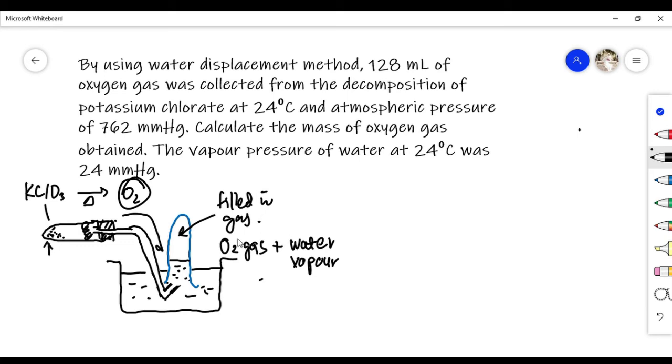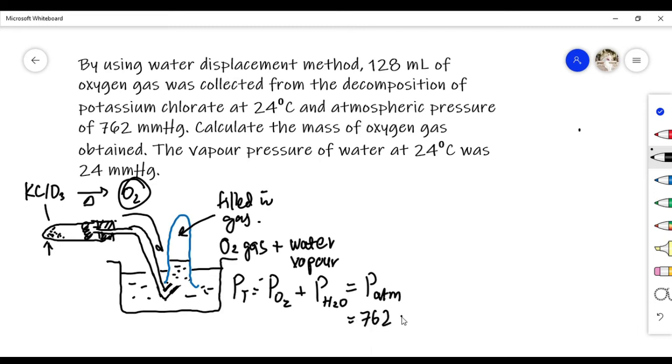Okay, so apa yang berlaku? The pressure inside this, the pressure at the empty space here, okay, dia akan jadi P total sama dengan P oxygen gas plus P water vapor or PH2O lah kita buat. So itu keadaan yang berlaku kat sini. Alright. So what happened is that this total pressure here is also equals to the atmospheric pressure, PATM.